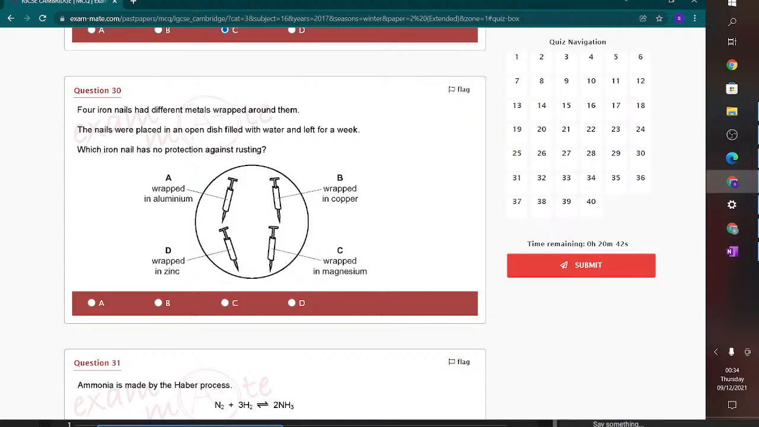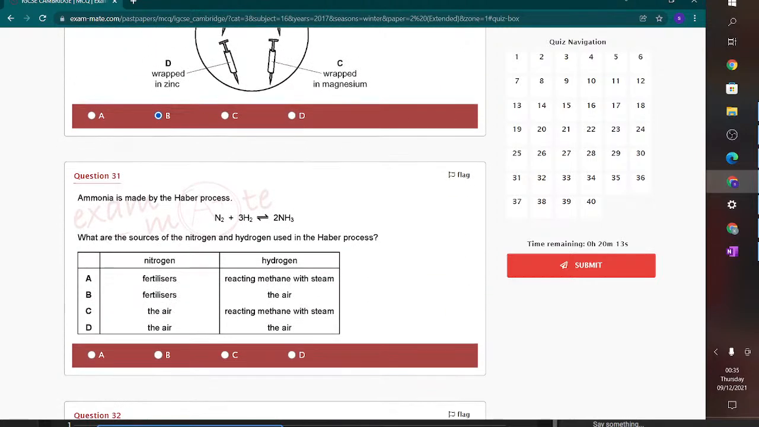Question 30. Four iron nails had different metals wrapped around them. The nails are placed in an open dish filled with water and left for a week. Which iron nail has no protection against rusting? Wrapped in aluminium, wrapped in zinc, wrapped in copper. Copper is less reactive than iron, so it won't lose electrons compared to iron. So iron will lose electrons. The loss of electrons is basically rusting. So B is not being protected.